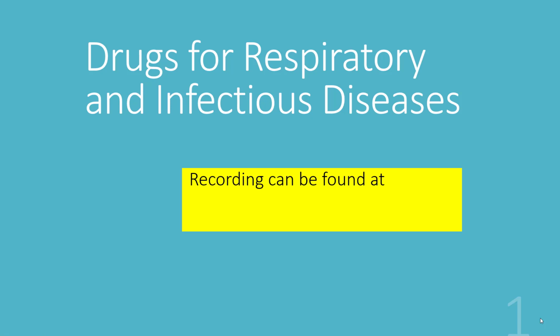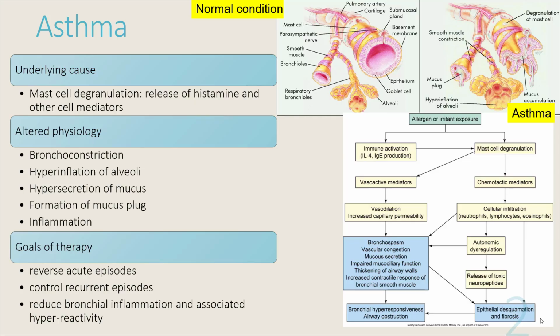So this recording is for drugs for the respiratory system as well as drugs to treat infectious diseases. The first condition we're going to look at is asthma. And if you look in the top right, you've got two panels there.